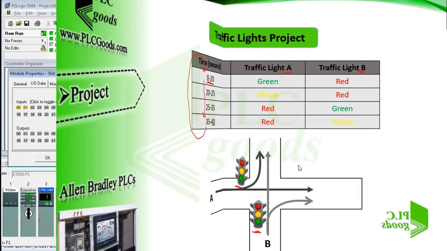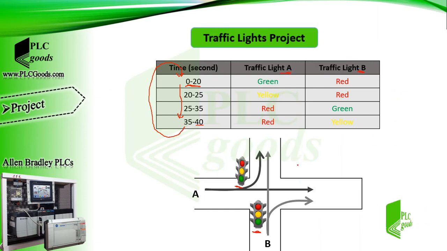Pay attention, here are two ways to complete this program: based on conditions, or based on outputs. Let me explain the first way. First condition turns on green A. Also it turns on the red B. So I can make a branch in my program to turn red B light on.